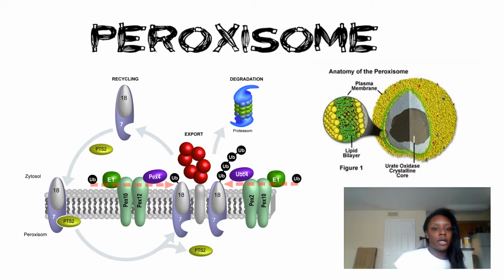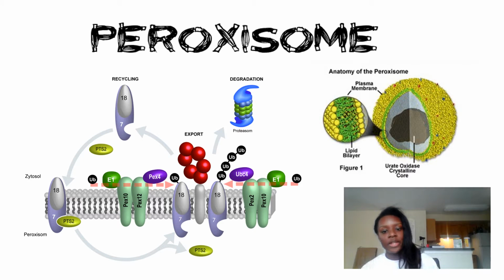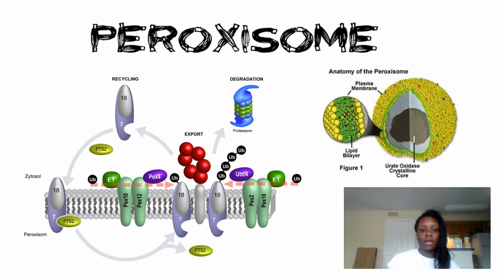Peroxisomes are an organelle found in the cell, alongside the mitochondria. It is found in both animal and plant cells. It has a couple of different functions, which include lipid metabolism and chemical detoxification.